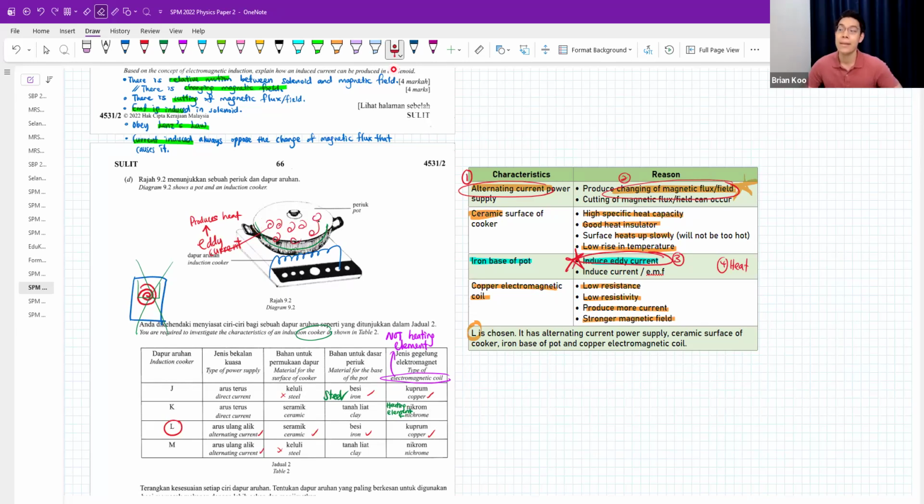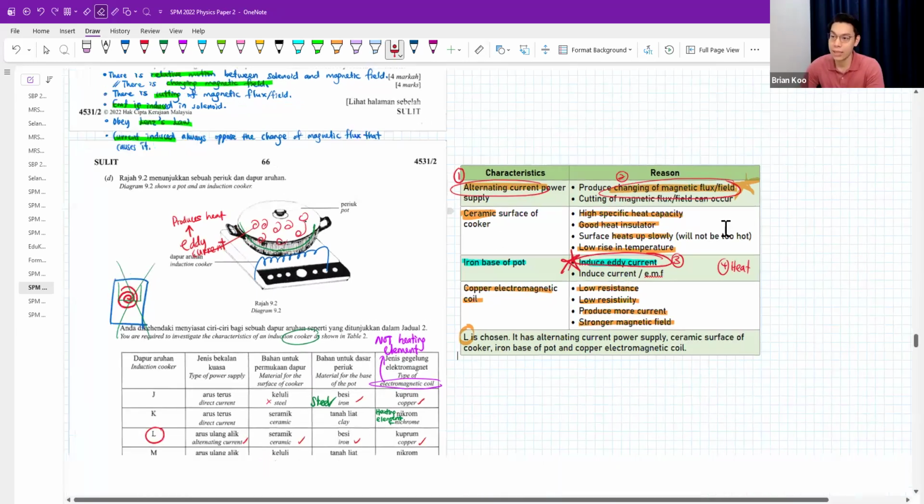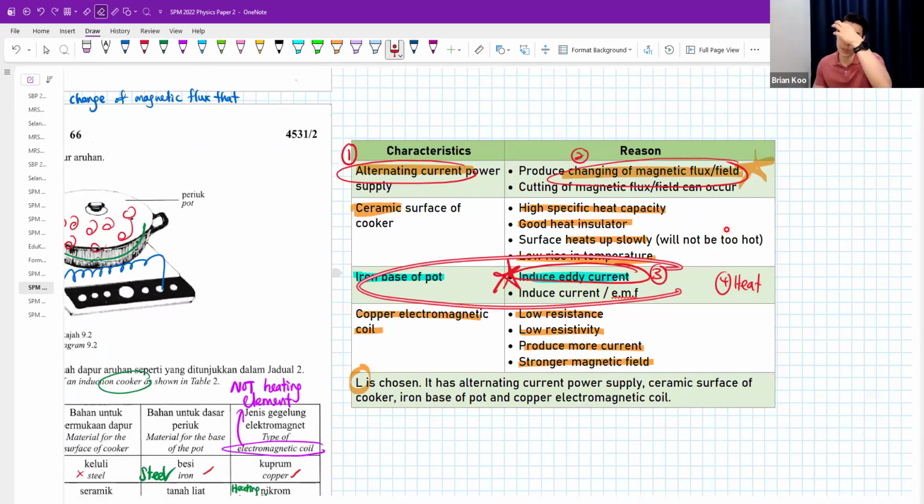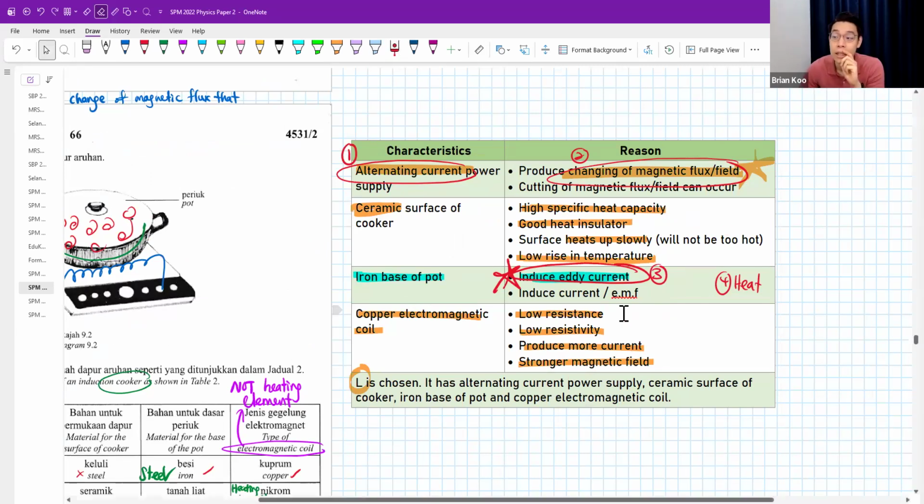One common question I get asked: teacher, can I say I choose iron because iron is a good heat conductor? No, not the best answer. It doesn't matter whether you are a conductor or not.